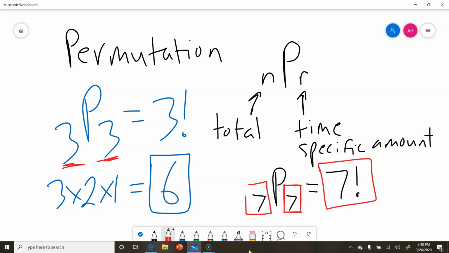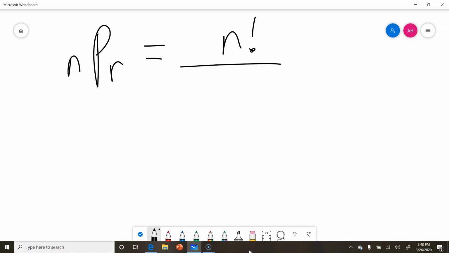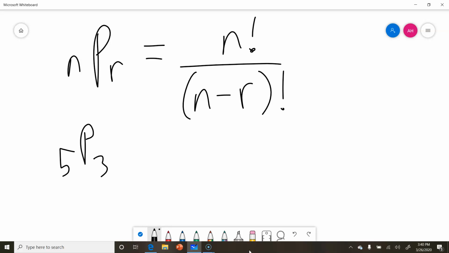Now for the hard part. Hopefully you understood that. Here's where it gets a little more complicated. If they give us something different, n P r, the way we solve this is we have to do n factorial, so the factorial of this one, divided by n minus r factorial. That's the way we write this notation. So, for example, if they gave us something that said out of 5 objects, we are only going to use the first 3.